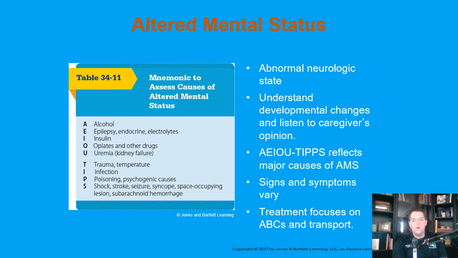So, AEIOU TIPS. You should know this mnemonic. This is a mnemonic to guide you along what is causing altered mental status in any aged patient. But it's especially useful in children if they can't communicate well. So, alcohol, epilepsy, endocrine or electrolytes, insulin, opiates or other drugs, uremia, kidney failure, trauma and temperature, infection, poisoning, psychogenic causes, shock, stroke, seizures, syncope, space-occupying lesions, that's a tumor, and subarachnoid hemorrhage.